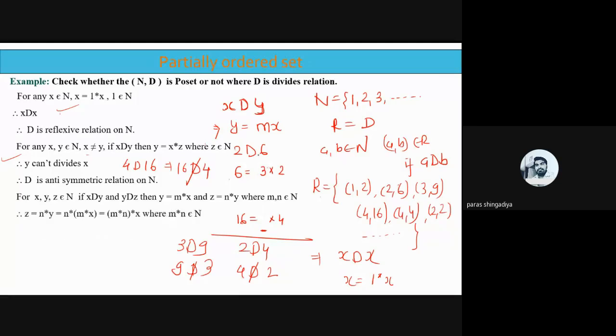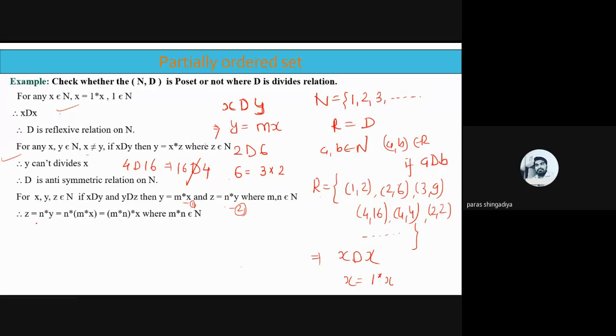And for these two equations, we'll derive a new equation from both. What we have here: y is equal to mx and z is equal to ny, equation 1 and equation number 2. So put the value of y in equation number 2. What is y here? y is equal to mx. So just replace y in the second equation with m into x.